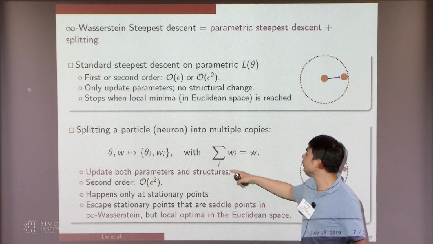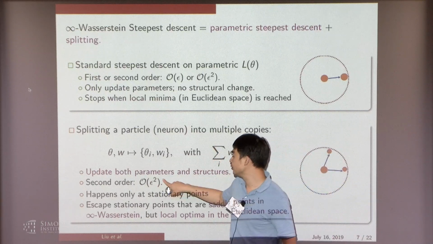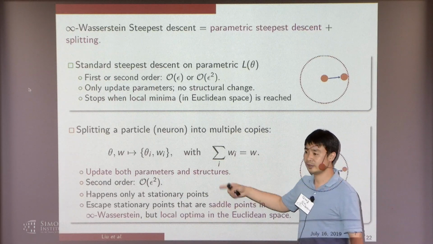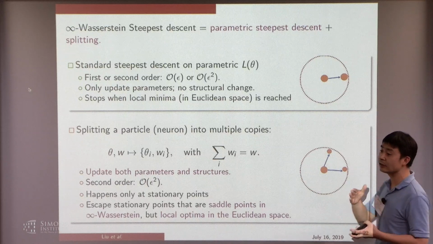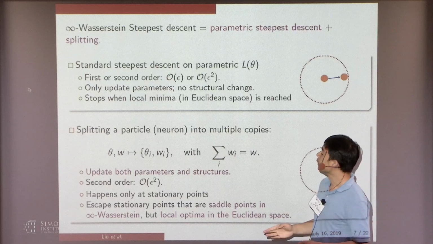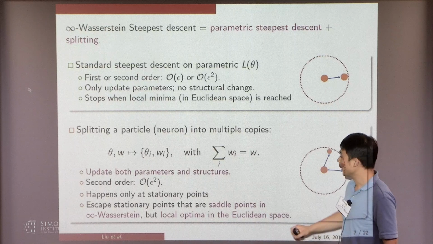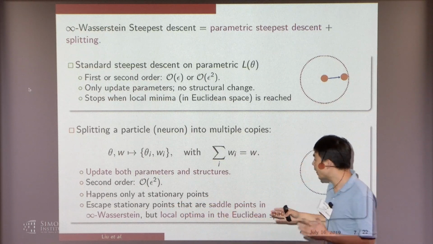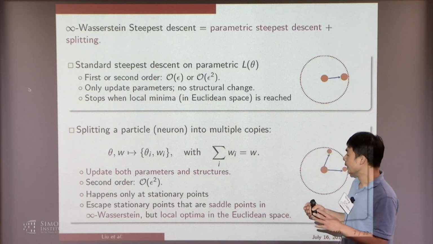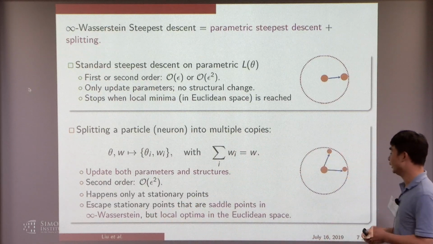So it turns out, I will show the derivation later, this type of update only gives you a second order improvement, meaning that this kind of update only happens at the stationary point. At a non-stationary point, you are just going to do typical gradient descent. At the stationary point, you actually have the option of performing a splitting. And it turns out this operation, the splitting, allows us to escape saddle points in the Wasserstein space, but local optima in the Euclidean space.